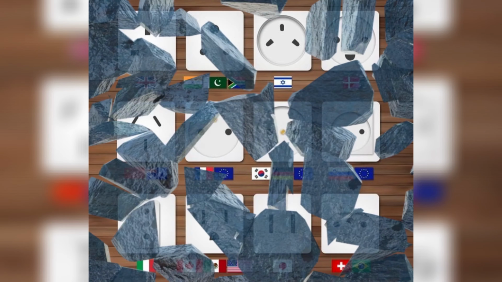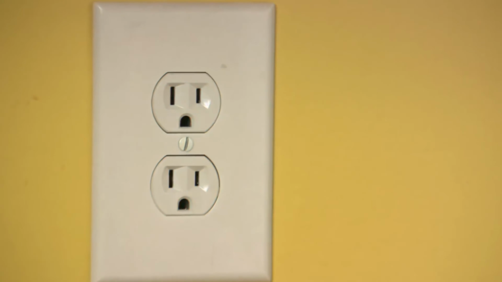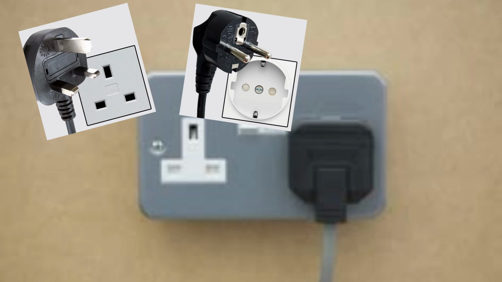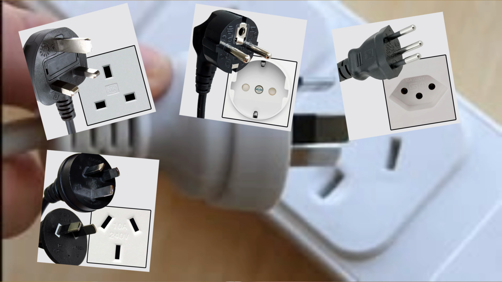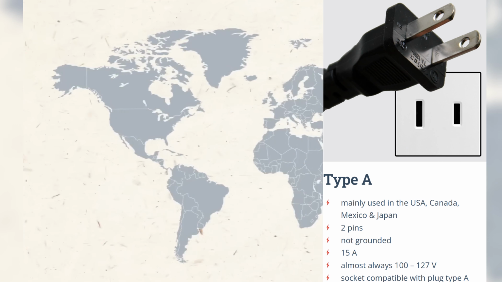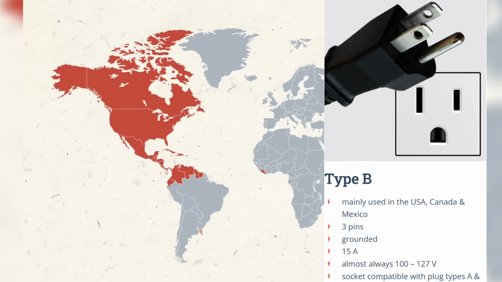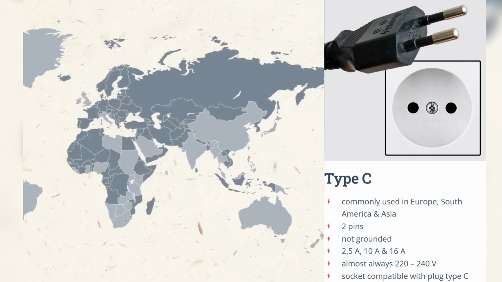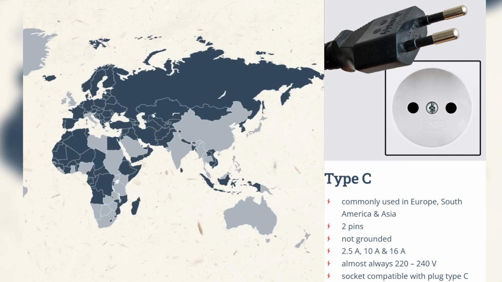Why are power outlets different in every country? There are 15 different types of household electrical plugs and sockets used around the world. Type A and B, mainly used in the United States, Canada, Mexico, and Japan. Type C, commonly used across Europe, South America, and Asia.